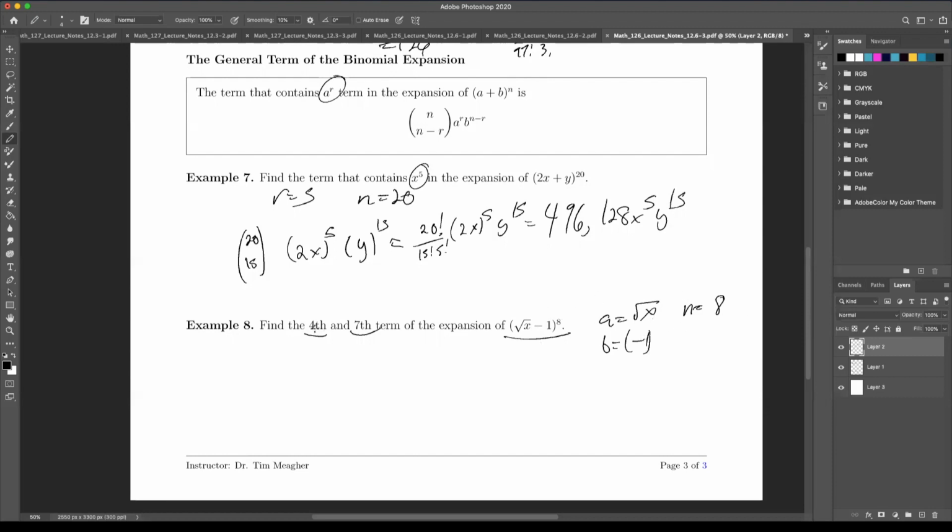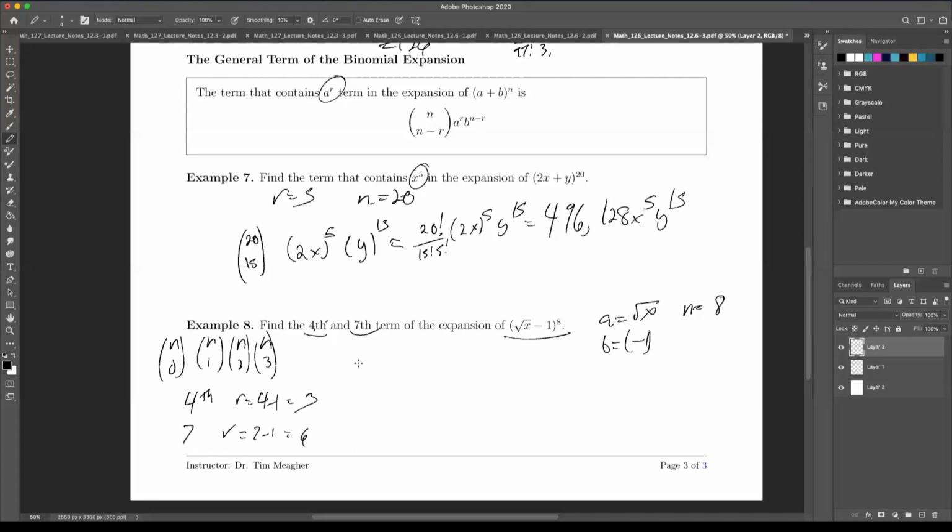My n is 8, and I want to find the fourth term. So remember that the coefficients on the term go r equals 0, r equals 1, r equals 2, r equals 3, right? And so if I want to find the fourth term, the fourth term would be r equals 4 minus 1, which is equal to 3. So we're going to have r equals 3. For the seventh term, we're going to have r equals 7 minus 1, so I'll have that to be 6.